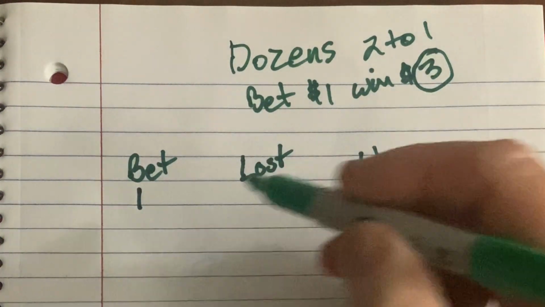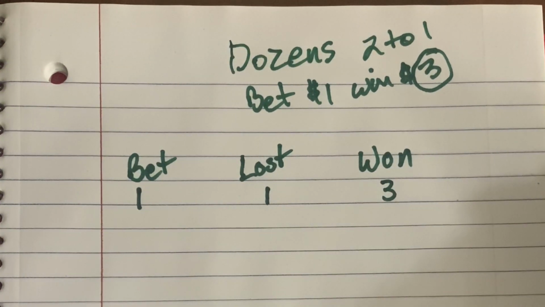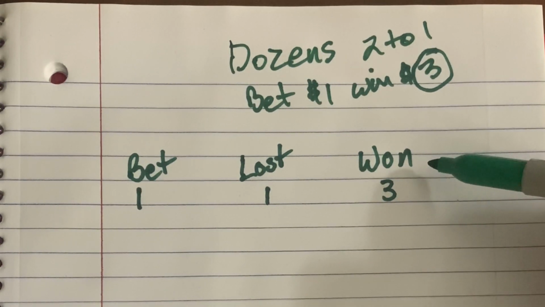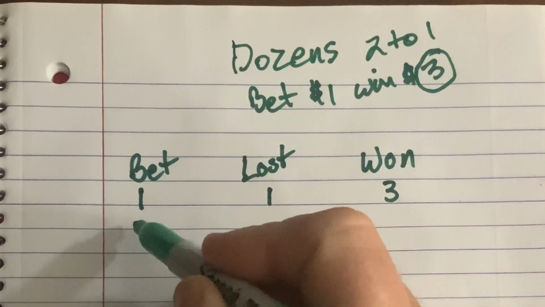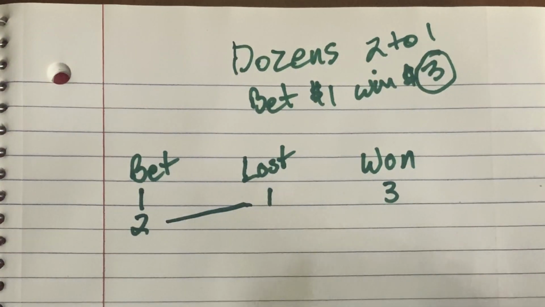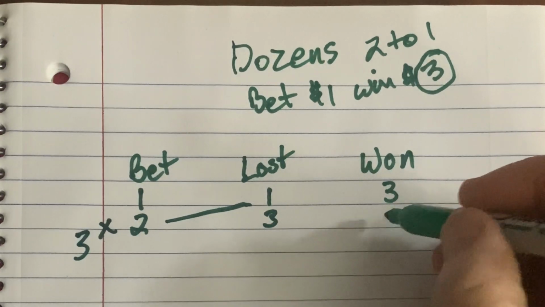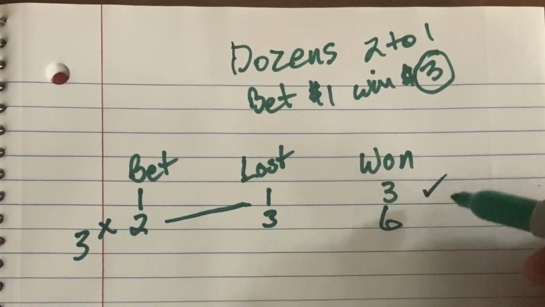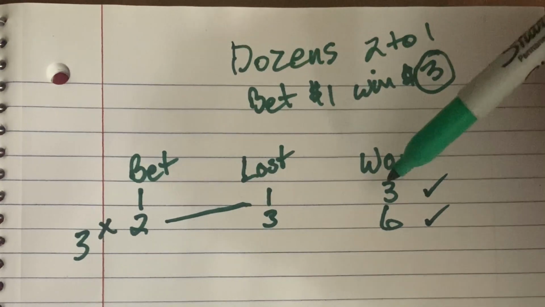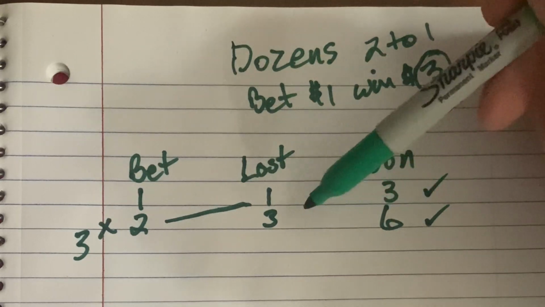So we bet $1. How much did we lose? We lost $1. If we had won, we would have won 3. The whole object of the game is to make sure that the winning column number stays ahead of the lost number. Next we go to 2, and you just do this for every number all the way down. 2 plus 1: if we lost 2 in a row, we would have lost 3 units. But if we had won, 2 times 3 is 6. So 6 is higher than 3, so our next up bet of 2 will work and we will make money. See how that works?